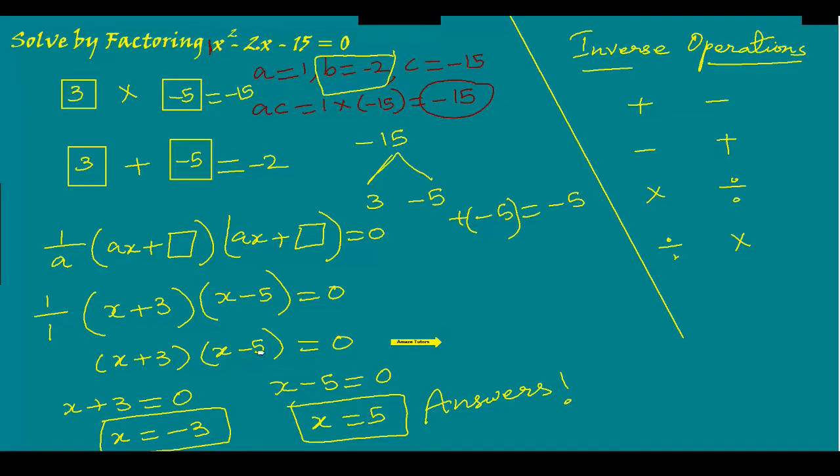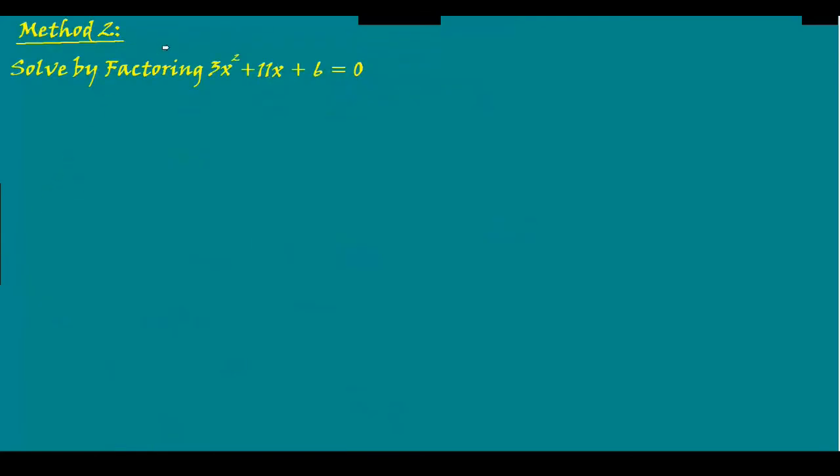Okay, this is method 1. I'd like to show you method 2 with one example. Method 2, solve by factoring. 3x squared plus 11x plus 6. So not much difference. You are going to again find out the two numbers. That step will be the same. There is no change with that step.